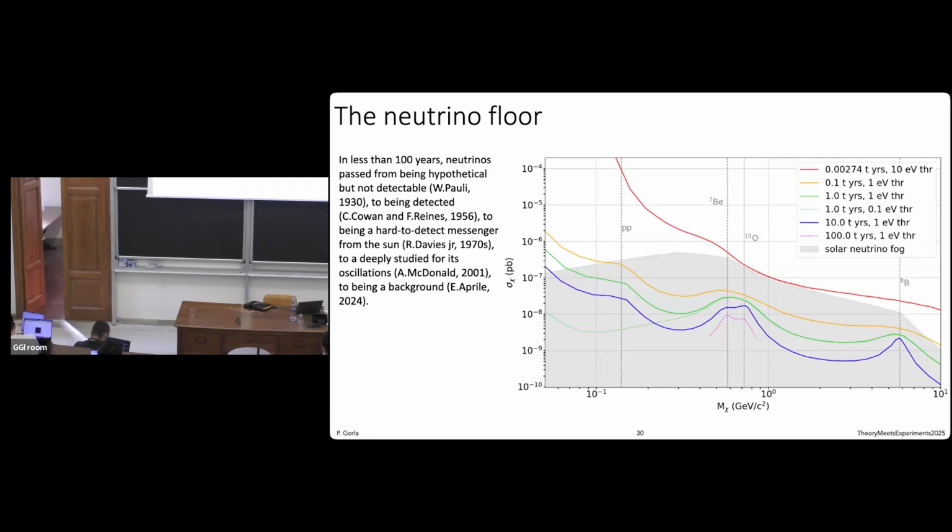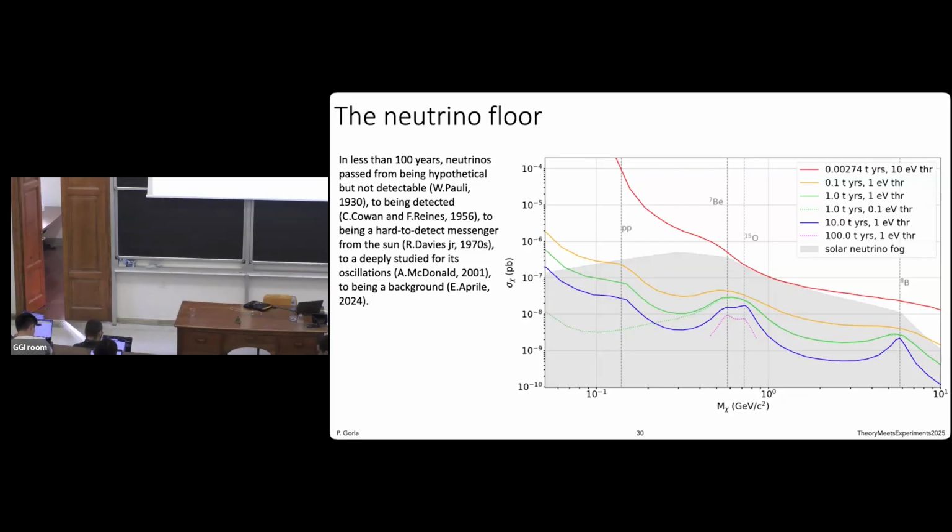And basically, in less than 100 years, the neutrino passed from being a hypothetical but not detectable particle. You probably remember the comments of Pauli about making the hypothesis of a particle to explain what they saw at that time to the radioactive community, a particle that cannot be detected. Then it was actually detected just 25 years later by Cowan and Reines. Then it became a hard-to-detect messenger from the sun. In, let's say, the 70s, Ray Davis Jr. made the first detection of solar neutrinos with the chlorine experiment in the Homestake mine in South Dakota in the US.